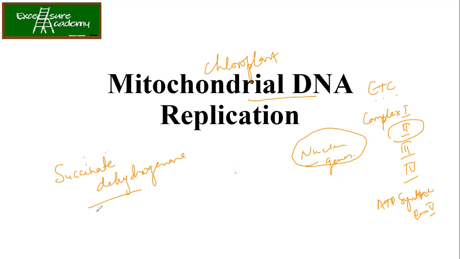And where else have we heard about succinate dehydrogenase? Which cycle is it present in? I gave all the hints. Yes, it is in the Krebs cycle. So we know this succinate dehydrogenase is present in the Krebs cycle, and the Krebs cycle takes place where? In the matrix, correct?